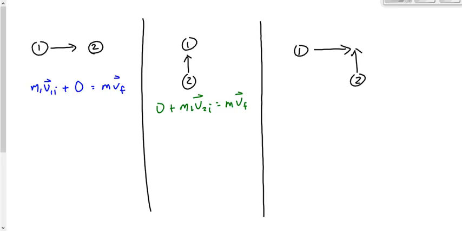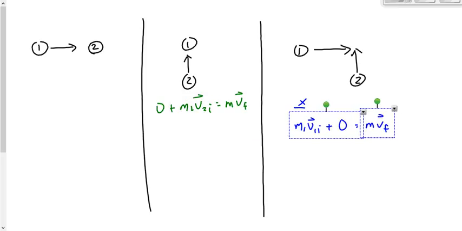How do we analyze this? Well, we had to break it up into X components and Y components. The X component would be described by this. How can we say that there's zero momentum for object number two? Well, because it's not moving on the x-axis. It's moving, but only on the y-axis, and we're focusing on the x-axis here. So we would say that object number one has a momentum, M1 V1 I. Object number two has no momentum on the x-axis, and then the final momentum is due to both objects going off as one.